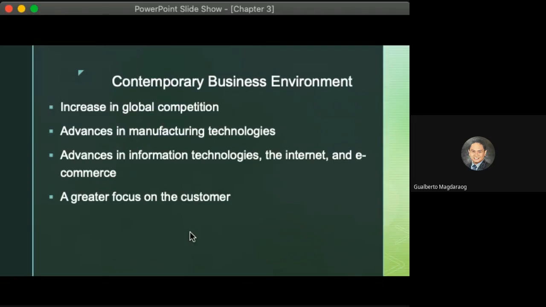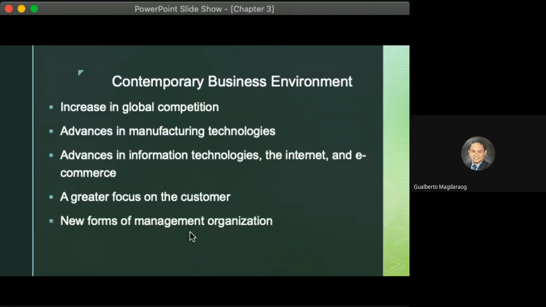Kasi even if you have the product and the customer will not like it, hindi rin niya yan bibilhin. Kaya more on how are we going to satisfy them or how are we going to meet their needs. Kasi kahit na nandyan yung product mo, hindi niya yan tatangkilikin if hindi niya yan kailangan. Hindi niya yan magagamit. Kaya more on focus sa customers' needs.